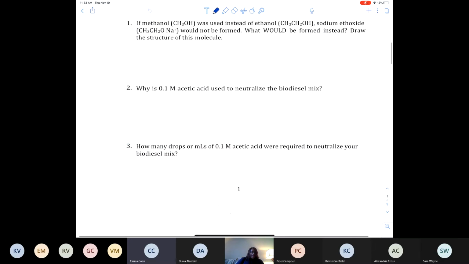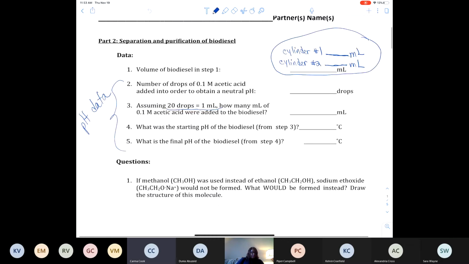And so now that we have neutralized the biodiesel with acetic acid, and of course, acetic acid is an acid. So therefore, if it's neutralizing the biodiesel, we should know from the last chapter, chapter 5, that a neutralization reaction involves an acid and a base. And the products are going to be a salt, which we also call an ionic compound, and water.